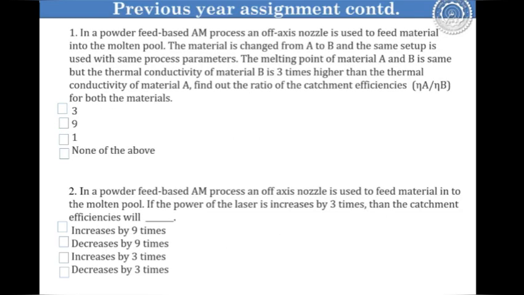Then I think it's a powder feed based AM. It's again the same question with different digits. Here the thermal conductivity of B is 3 times higher than A, so the answer will be 9. In a powder feed based AM process, I'm talking about this second question, an off axis nozzle is used to feed material into the molten pool. If the power of the laser is increased by 3, then it will increase by 9 because it's the square of it and straight proportion.